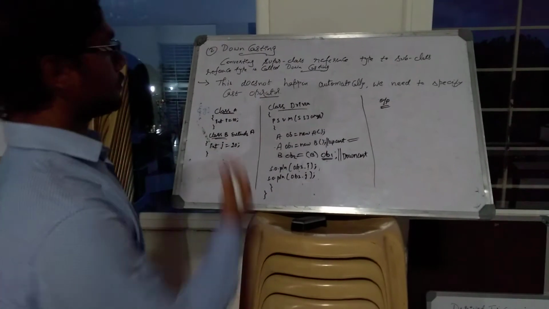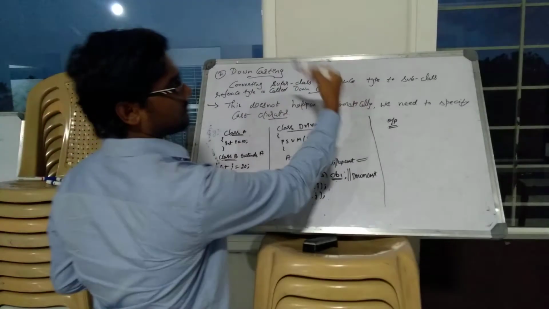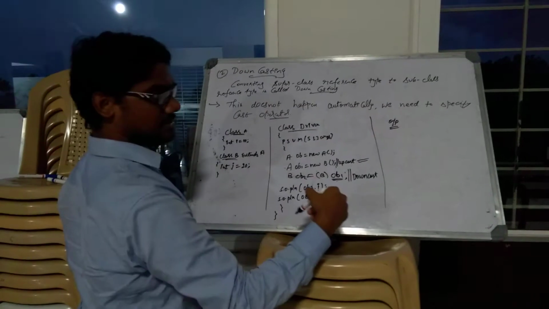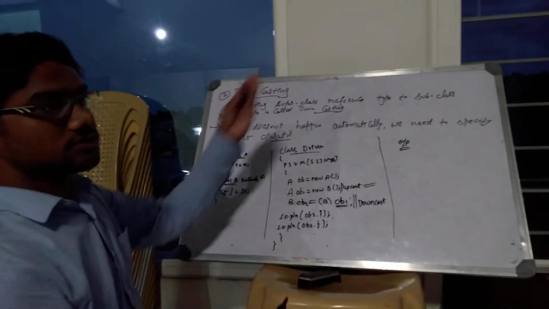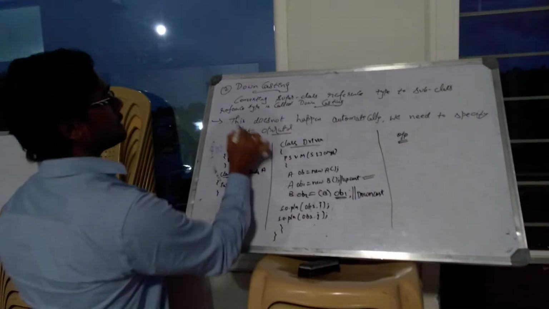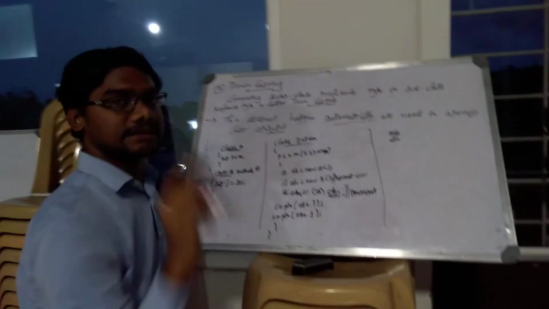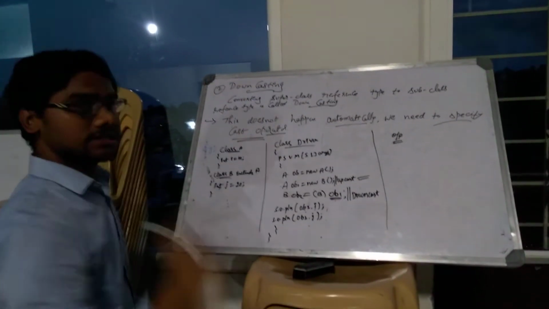So let's talk about downcasting. What is downcasting? Downcasting is converting a superclass reference type to a subclass reference type. That is, we can bring the properties of the superclass into the subclass, class B. This does not happen automatically as in the case of upcasting. We need to specify a cast operator to achieve downcasting.